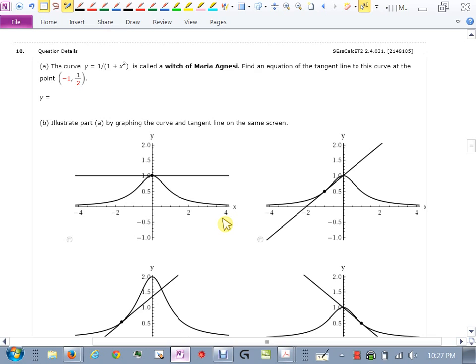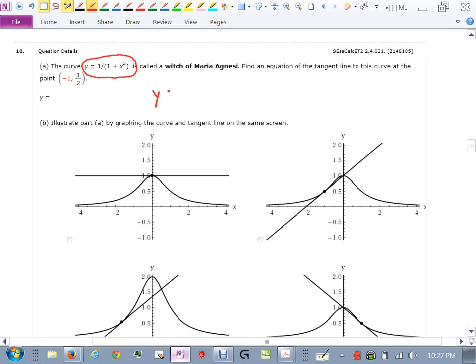Crazy. All right, find the equation of the tangent line of this curve at a point. So here's this curve called the witch of Maria Agnesi. This is the one that they're talking about. I'm saying it looks like that. We have to pick which one of these they're talking about. But to find, again, the equation of the tangent line, we need the slope, right? The slope's going to come from the derivative.